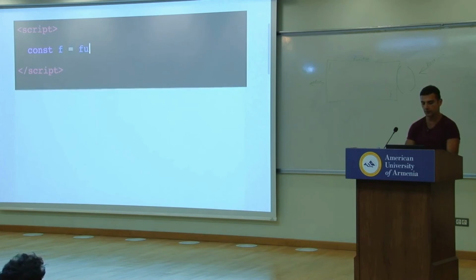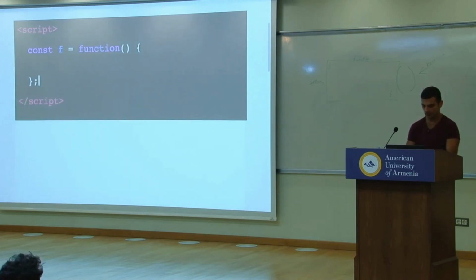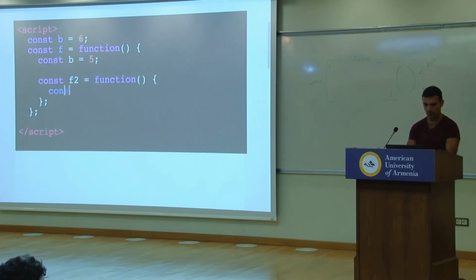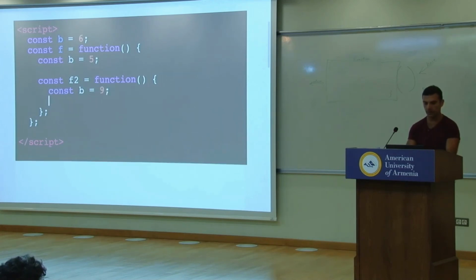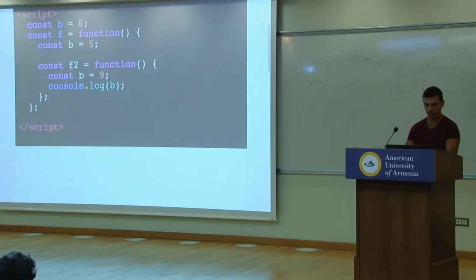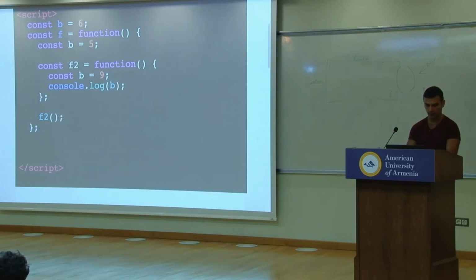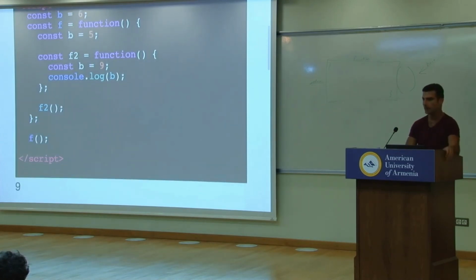Const f is a function. And inside of it, we have a variable called const b, which is 5. Out here, we have a variable const b, which is 6. We then make a function here, const f2, which is a function. Here I have a variable, const b, which is 9. And then here I just do console.log b. And let me call f2. And here let me call f. And I get a 9.